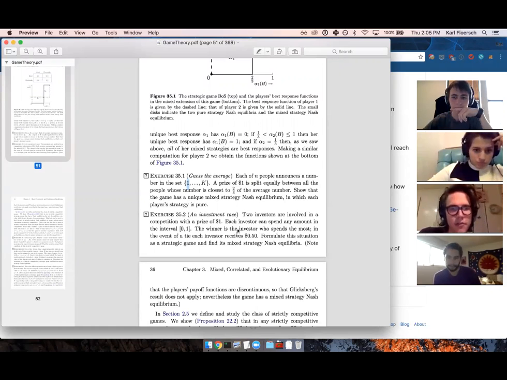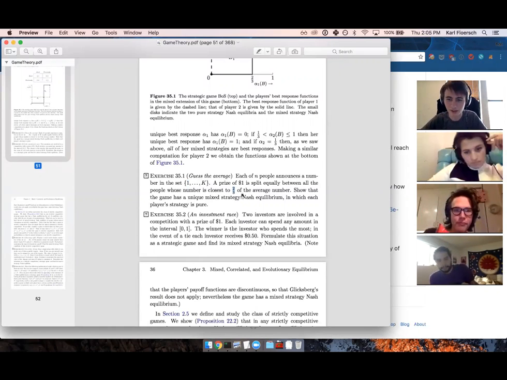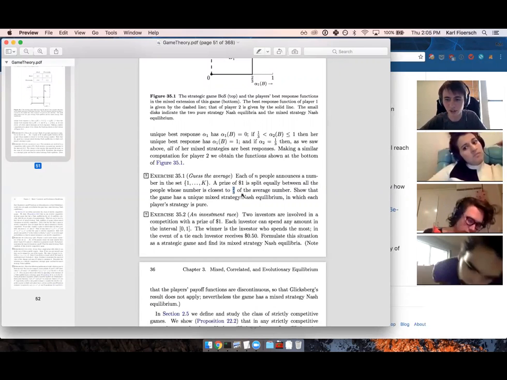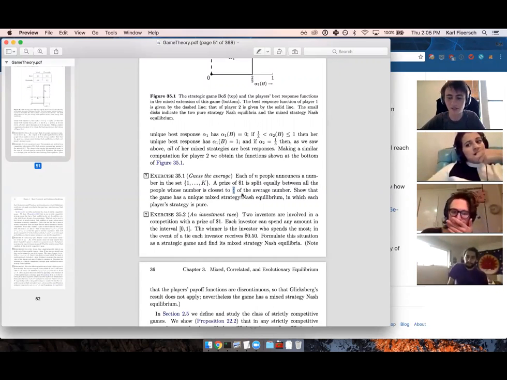Yeah, you just round to the nearest integer. Okay. These dollars don't have fractions to like 8 decimal places. Right. Okay. So essentially all you'd end up doing is, if you didn't choose 2/3 of the average number, then you would want to change your choice, right? You change it to 2/3 of the average, right?